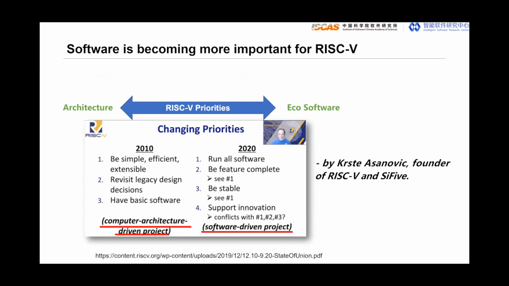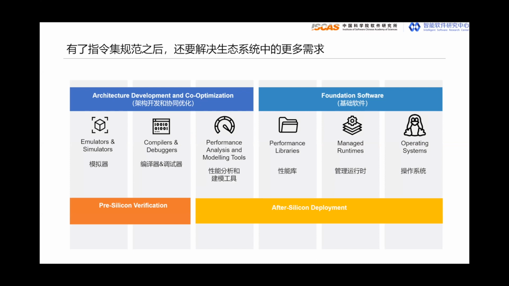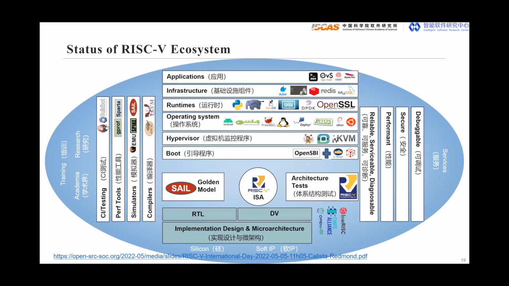Before that, let's see why software is important. According to Chris, the founder of RISC-V and SiFive, in the slides, the priority of the RISC-V ecosystem has changed since 2020, from architecture to ecosystem software. Sorry, this is in Chinese.